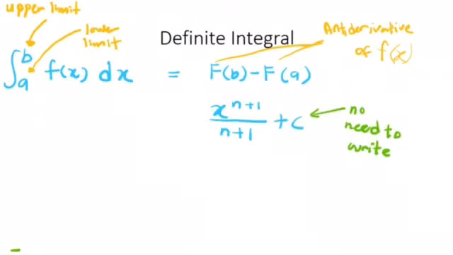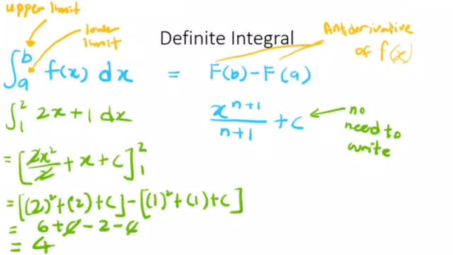This is the general formula, which is x to the power of n plus 1 divided by n plus 1, plus constant c. In definite integrals, we don't really need to write the constant c. I can show you why. So let's see an example. For this question, the function is 2x plus 1. If you want to integrate 2x plus 1, we get 2x to the power of 1 plus 1 over 2, plus x, plus c. And when we substitute in the upper limit and the lower limit, we can find the value, which is 4.